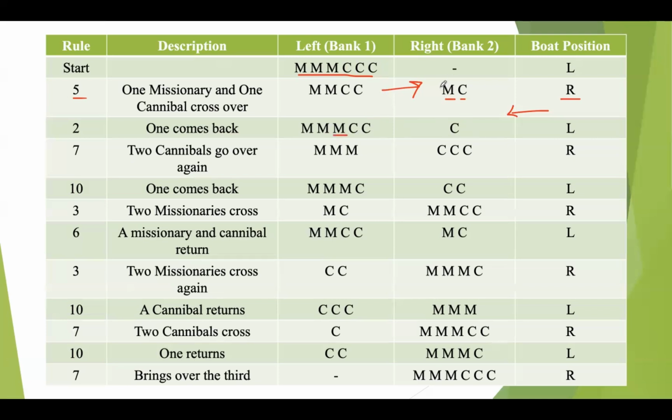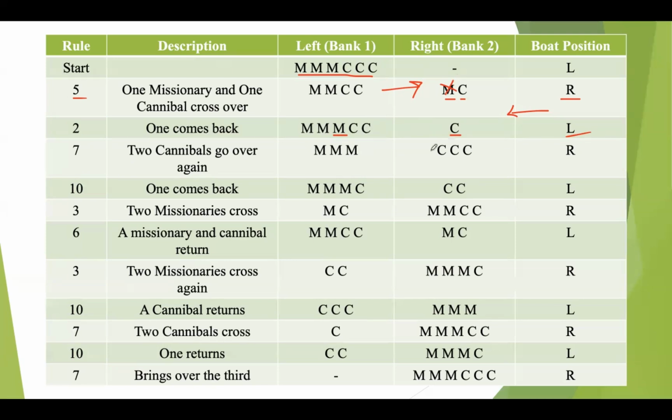So as there is no missionary towards the right side now, the cannibal is the only one who is towards the right side of the river. So now the boat position is towards the left side. After that, the task is we need to take two cannibals from left to right. So now we have three missionaries and two cannibals.